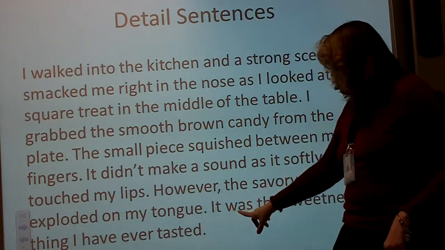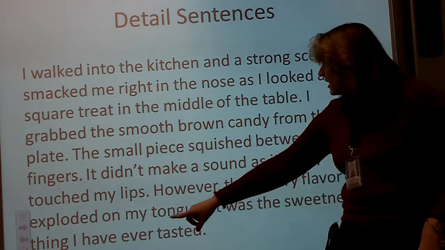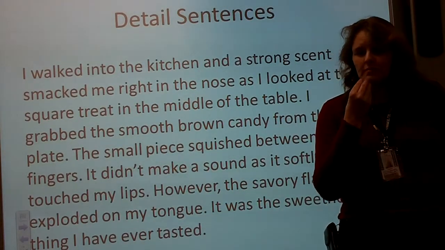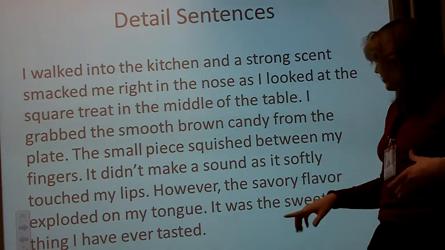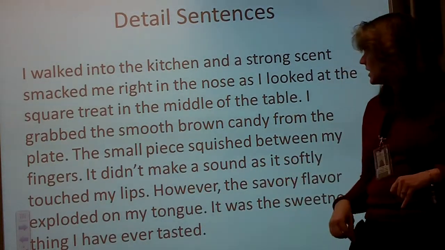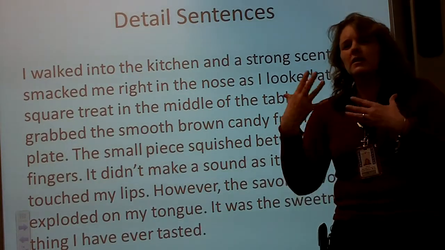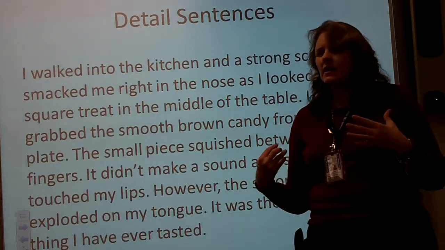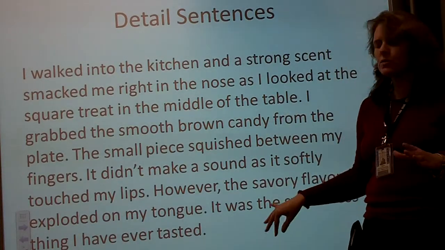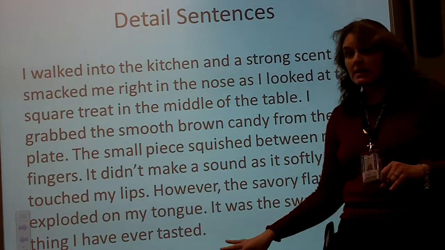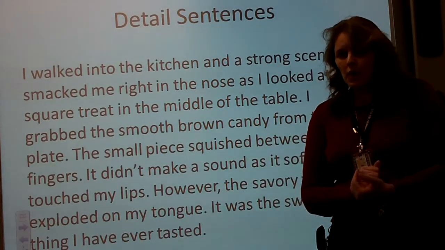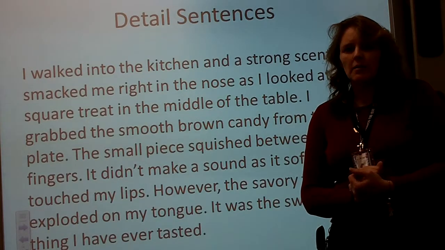Okay, last one. It was the sweetest thing I have ever tasted. Again, we got that last word, sweet. I had it written sweetness at first, but that didn't quite make sense, so I changed it to the sweetest. But you get the idea. Again, that was just one detail, but all of my details are in there. All the ones I had written down are all in there. I didn't stop writing till I had all my details in there.